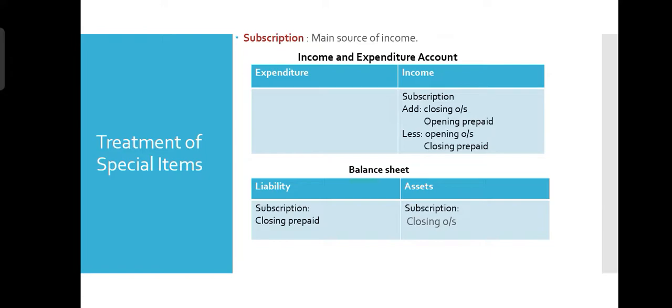And on the asset side, you will show the closing outstanding of subscription, that is the accrued income that has become due but you have not received it. Okay, so that is an asset for you, so you will show that in the balance sheet. You will show that on the asset side. Okay, so that is about subscription.